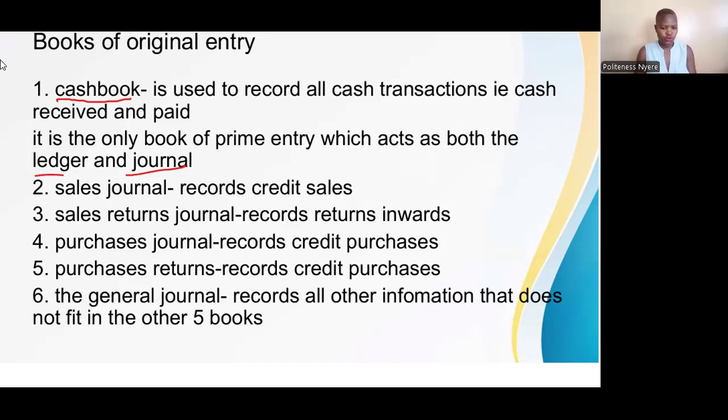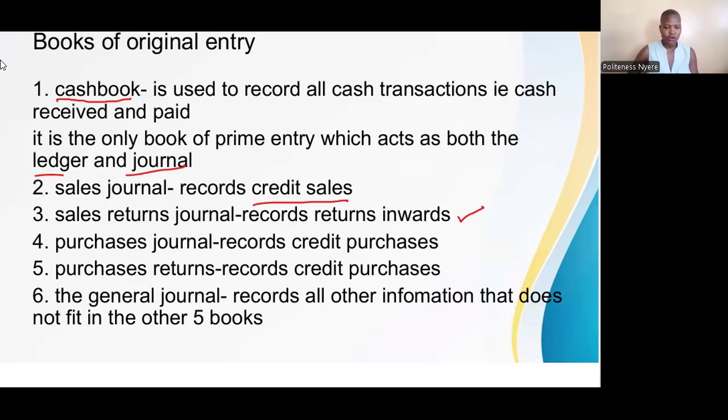Then number two, the journal is the sales journal. The sales journal is used to record credit sales. When we sell goods on credit to customers, we record it in the sales journal. Then the sales returns journal is used to record returns inwards. If we sell goods to customers and then they return them, we incur what you call sales returns. Those are recorded in the sales returns journal.